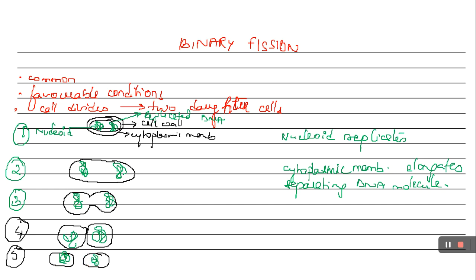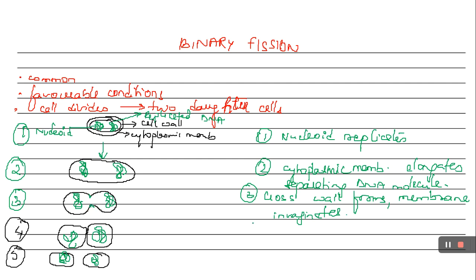Okay. So, in the second step, the cytoplasmic membrane elongates and separates the DNA molecule. In the third step, a cross wall is formed, and the membrane invaginates. Here I also write numbers. It will be easier for you to track. Invaginates means it's a kind of invagination, that it comes nearer to each other.